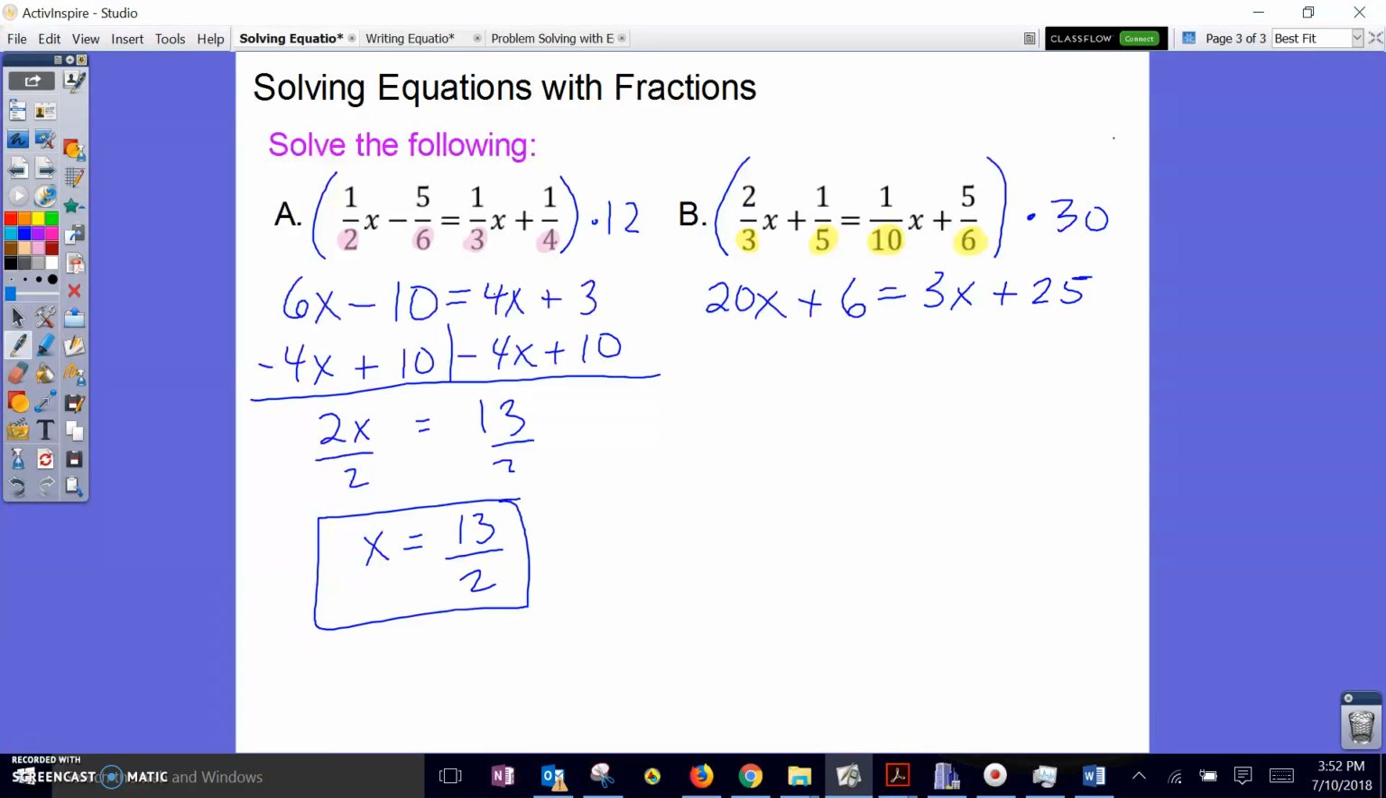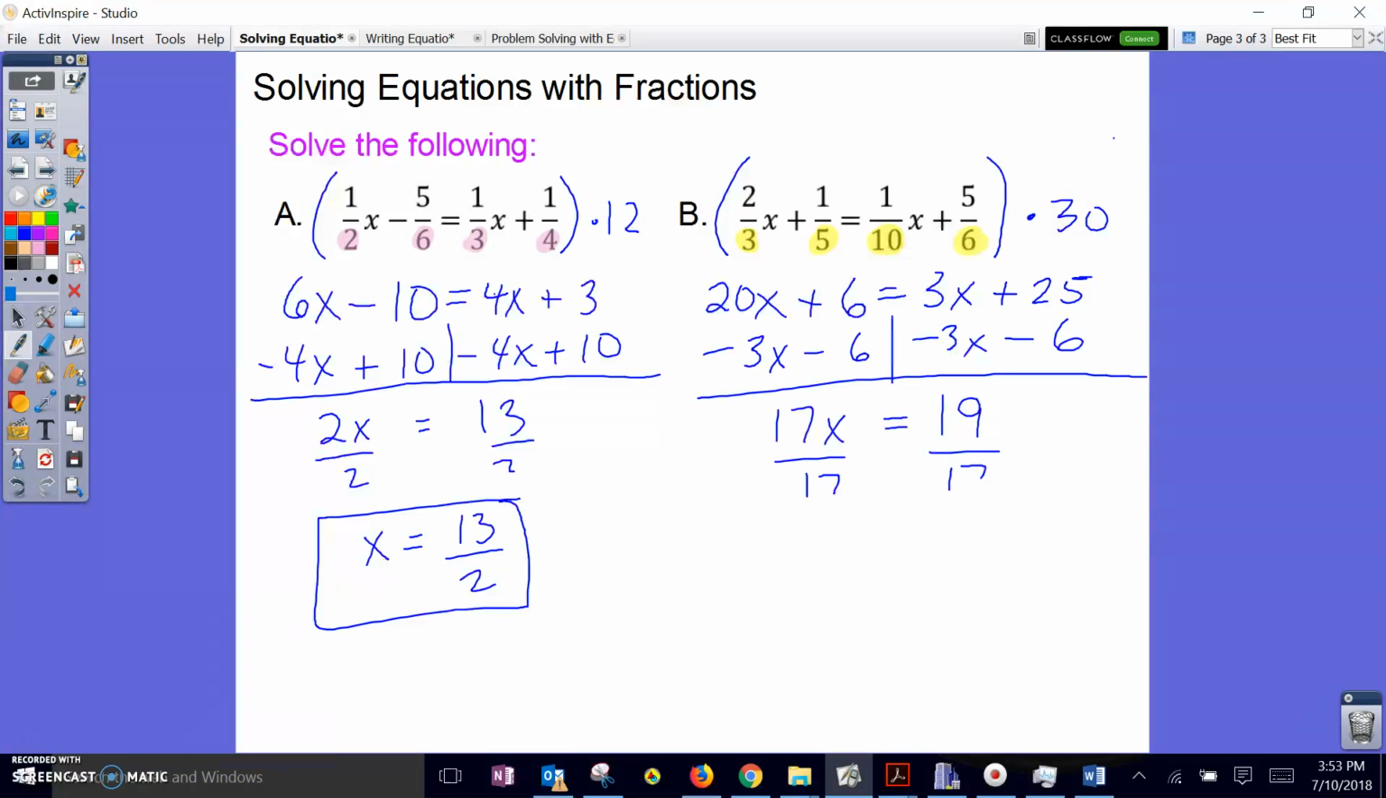And now I have an equation with no fractions. I'm going to get all my x's on one side and all my numbers on the other. 20x minus 3x. 6's cancel, the 3x's cancel. 25 minus 6 is 19. And now we'll divide both sides by 17. And we get x equals 19 over 17.